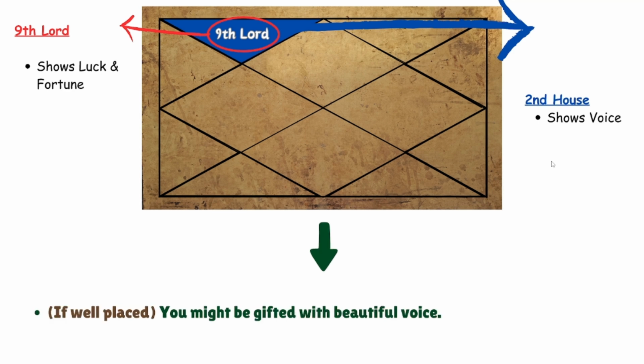Okay, now ninth lord shows luck and fortune, and second house shows voice. So if this is well placed, then luck is literally sitting in your voice. So you might have a gifted voice, beautiful voice. Again, you have to be very cautious in what you are speaking, because luck lord is sitting in your throat. So it is better to have positive affirmations, positive thinking, positive talking with this placement, because who knows, you could get that stroke of luck.